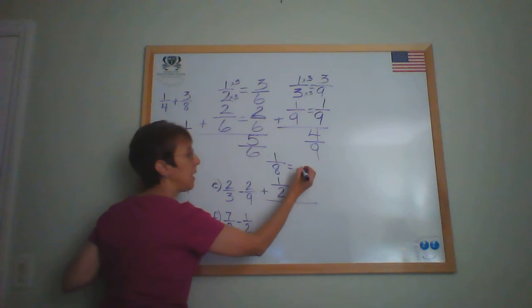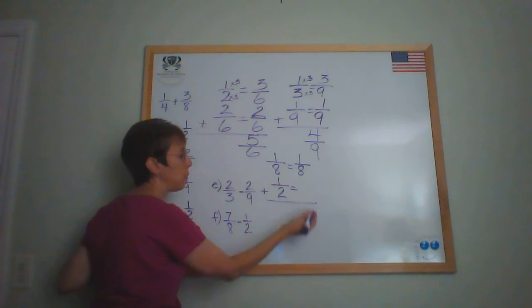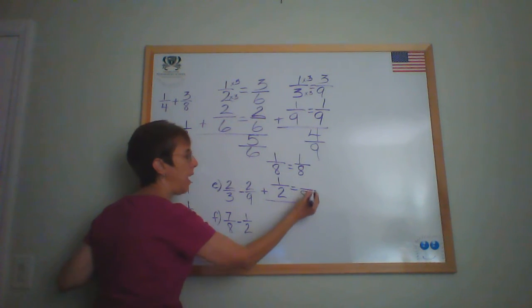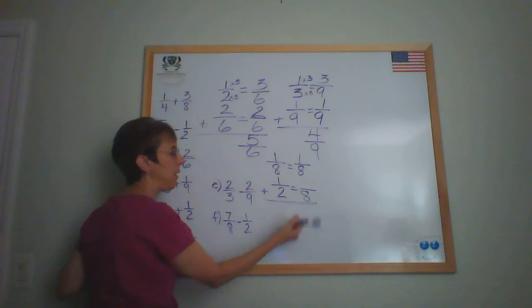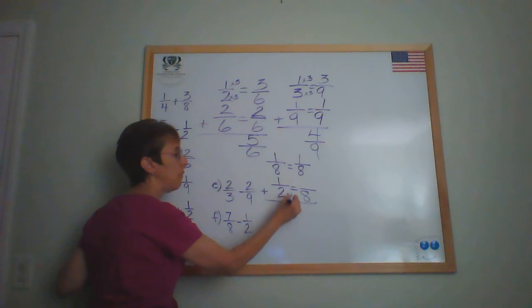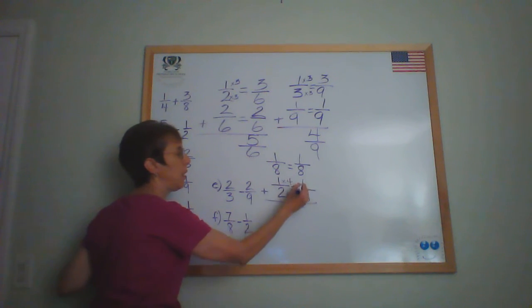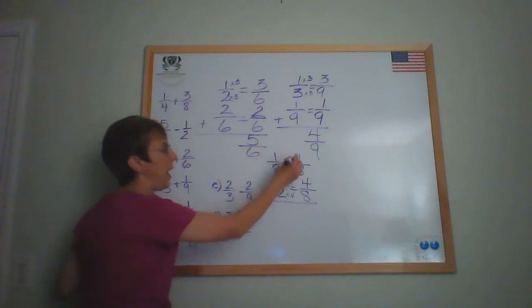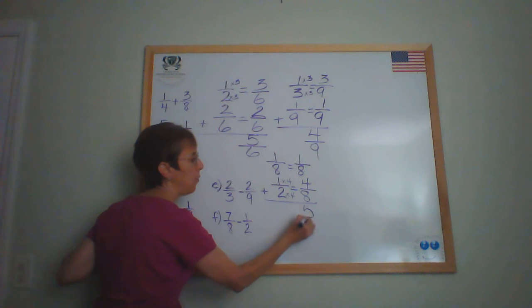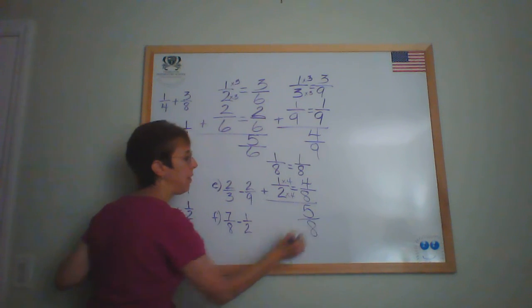So we're going to keep the eighths then. So 1/8 equals 1/8. And now we're changing the half into eighths. 2 times 4 equals 8. Therefore, 1 times 4 equals 4. Now you add 1/8 plus 4/8 equals 5/8.